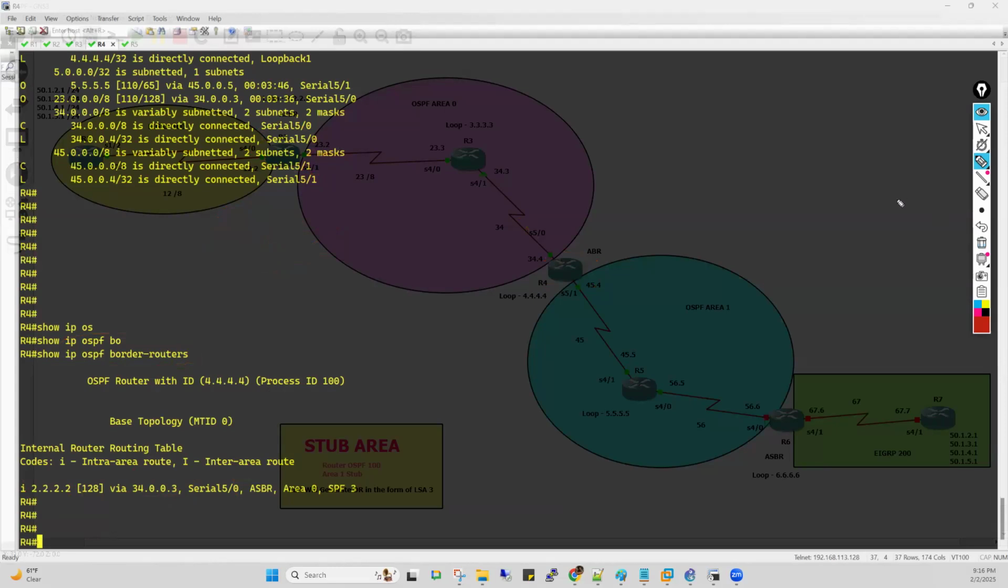Because yes, R4 is already the ASBR, no? R4 is the ABR. ABR, not ASBR. My question is about ASBR, not ABR. Okay.